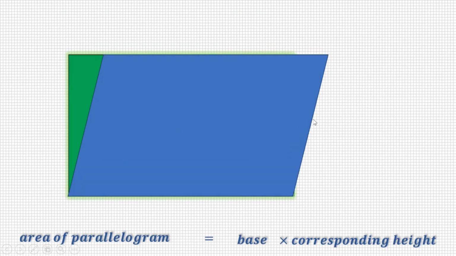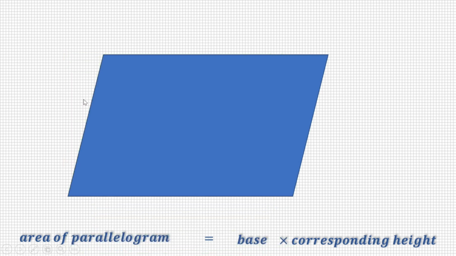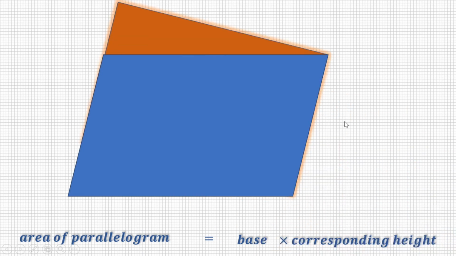Okay, now suppose we have this parallelogram and this green rectangle have the same area. No? But if we remove this rectangle, then this parallelogram and this rectangle, they also have the same area. No? If I cut it and paste it here, they are going to have same area. And what is the area of this rectangle?